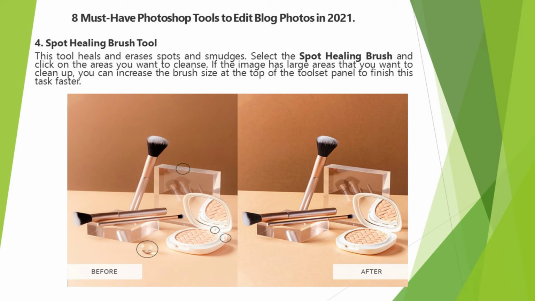4. Spot Healing Brush tool. This tool heals and erases spots and smudges. Select the Spot Healing Brush and click on the areas you want to cleanse. If the image has large areas that you want to clean up, you can increase the brush size at the top of the toolset panel to finish this task faster.